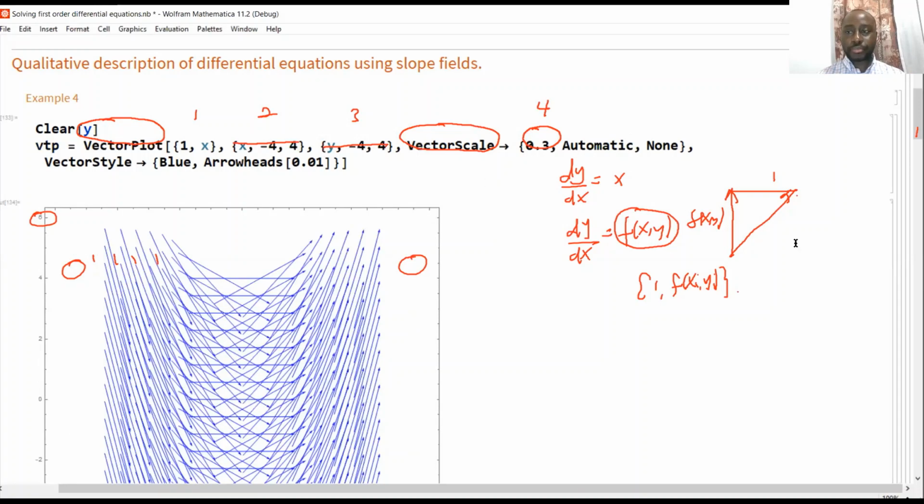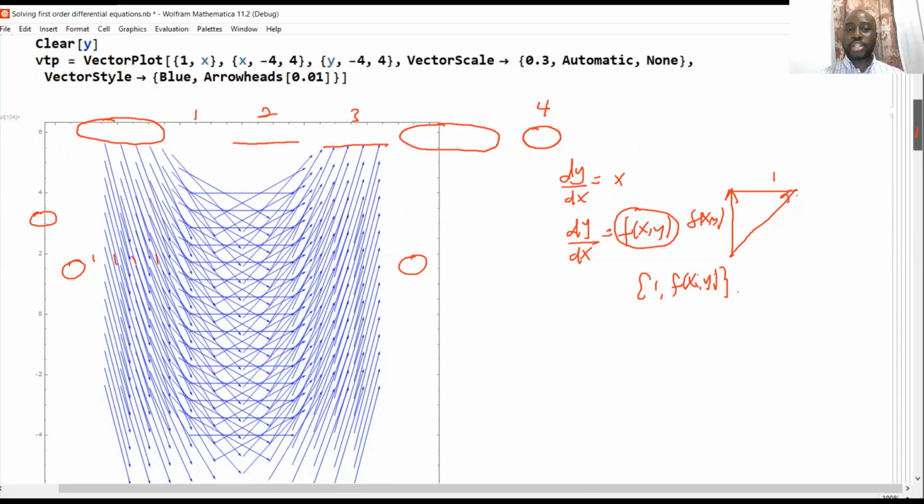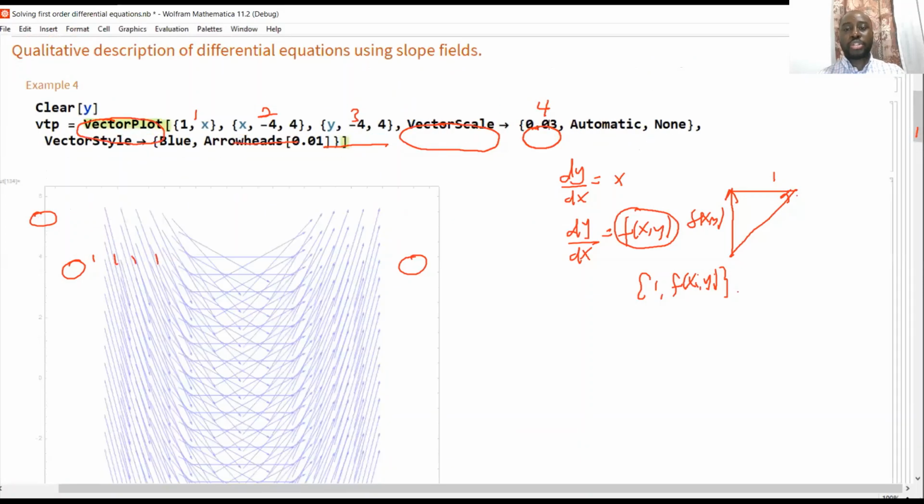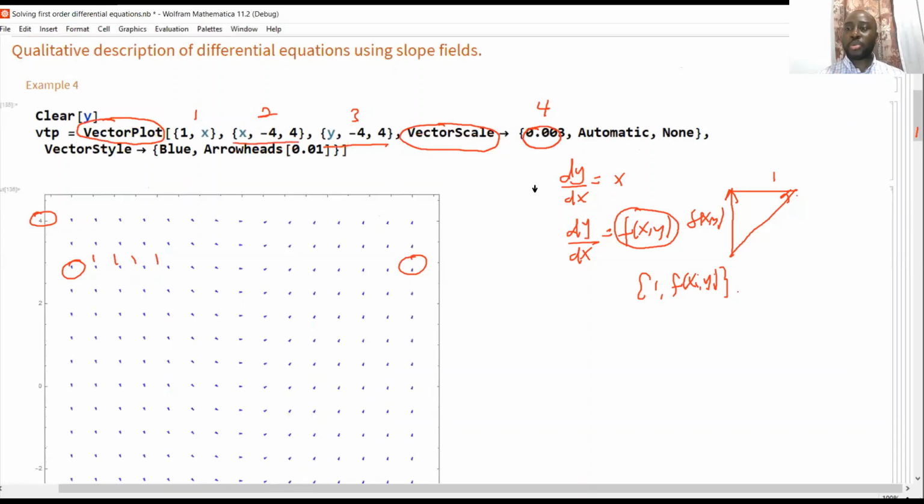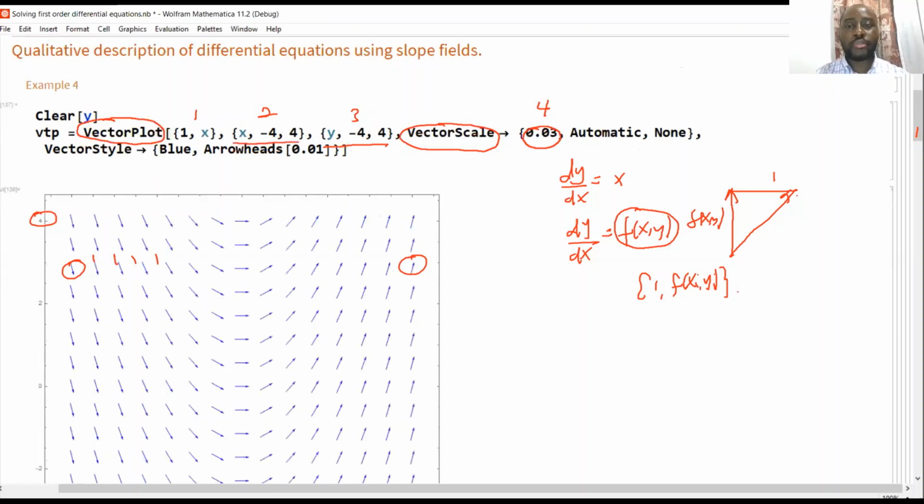So look, my vectors have become much larger at each point. Okay, and I can make them much smaller. If I make this 0.003, and again I do a Shift Enter, now my vectors are much smaller. So you control the size of the vectors using this first argument of the vector scale function.